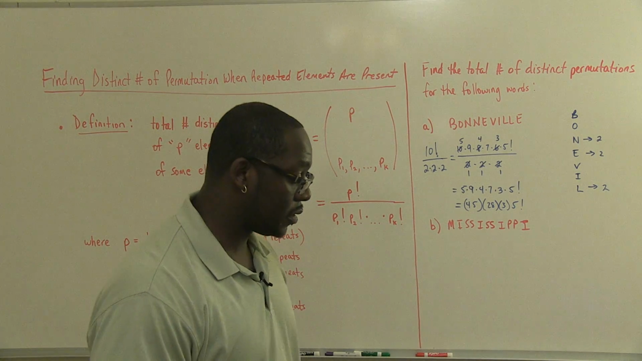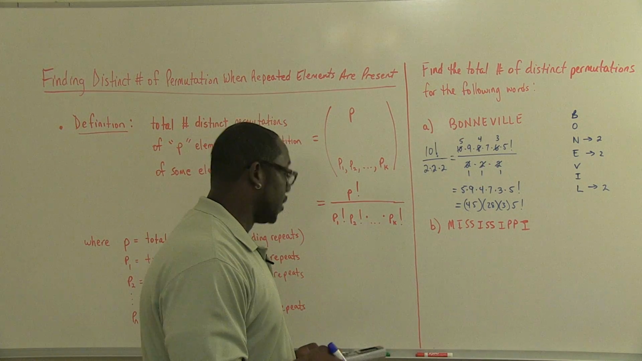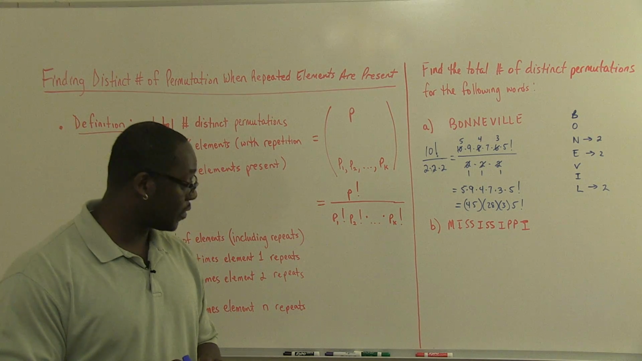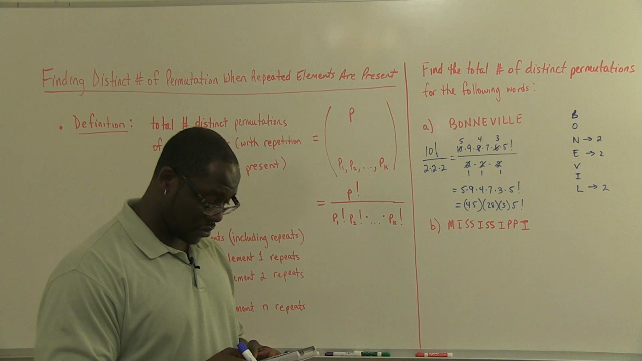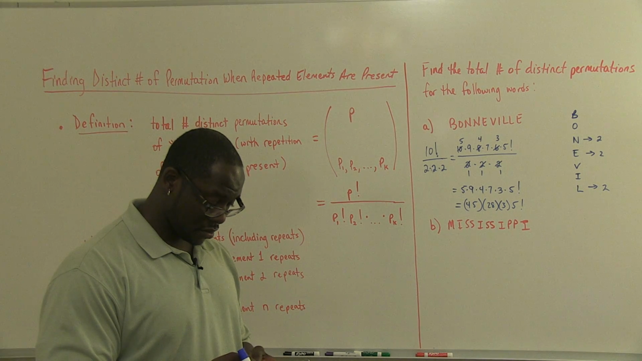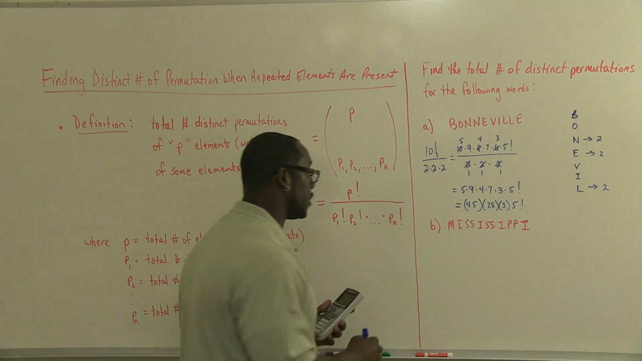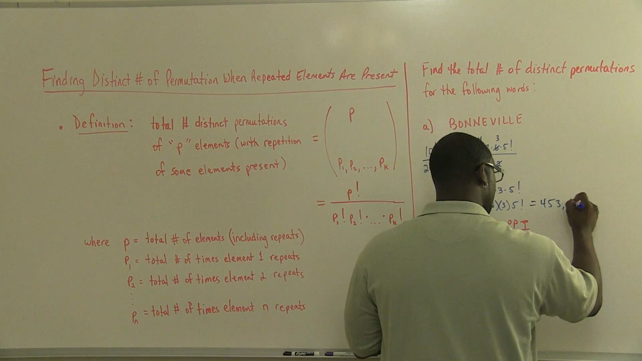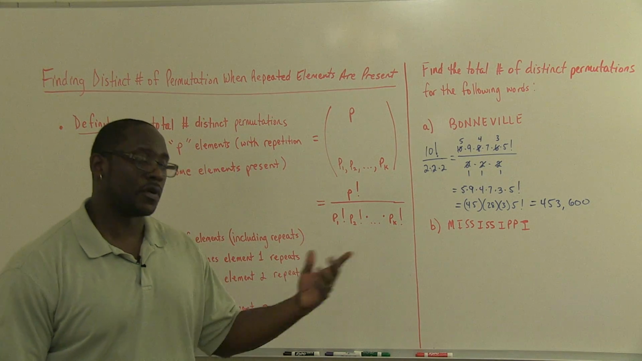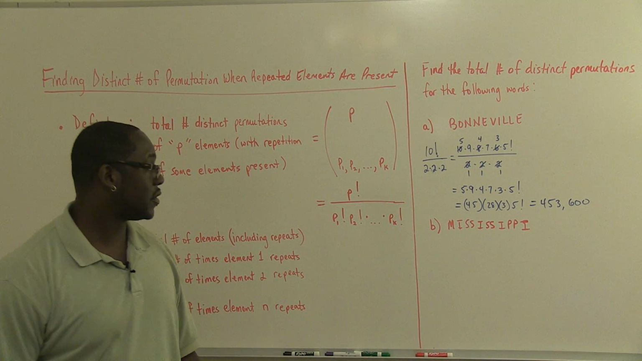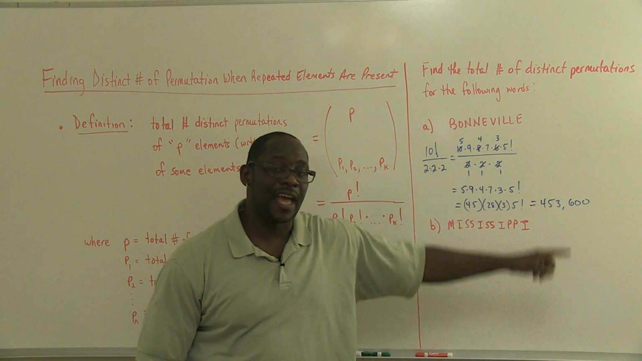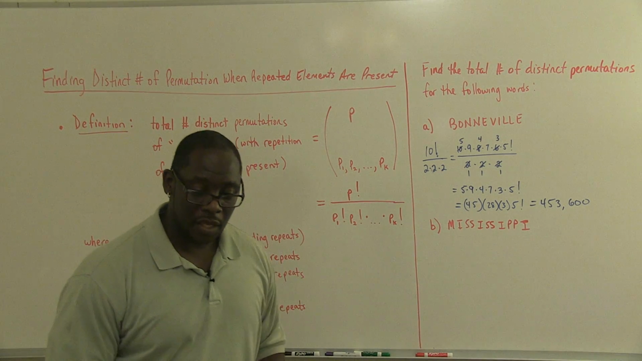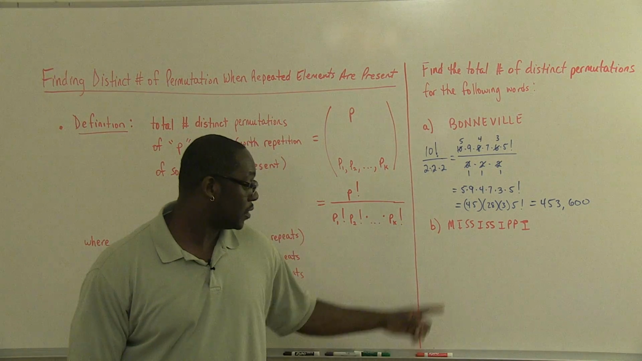Okay, so let's go ahead. I'll grab a calculator right quick and do it. So we have 45 times 28 times 3 times 5 factorial. And the number that we get here, and I'll go ahead and erase this now, would be 453,600. So for this 10-letter word, we have that many distinct permutations of it taken into account of the repeats. Okay? So now let's go ahead and look at our second one, which is Mississippi.